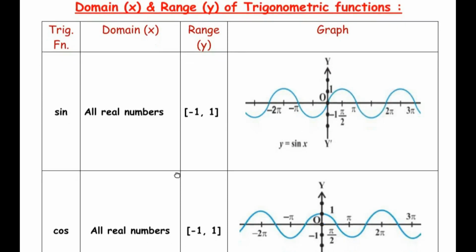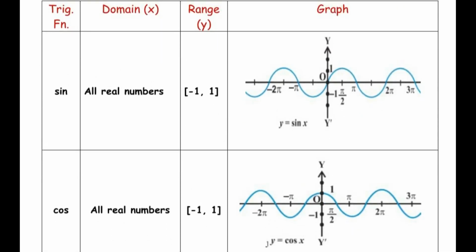Now let us come to the cosine trigonometric function. For the cosine also, the domain, that is the x-axis, is all real numbers. That is, this graph exists for all the real numbers on the x-axis. And similar to the range of the sine, it toggles between negative 1 and positive 1. So the minimum value it can reach is negative 1 and the maximum value is positive 1.